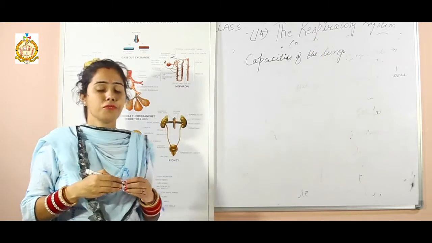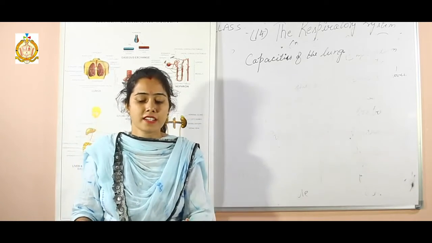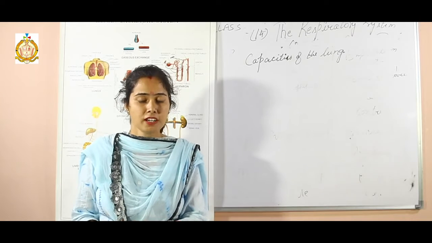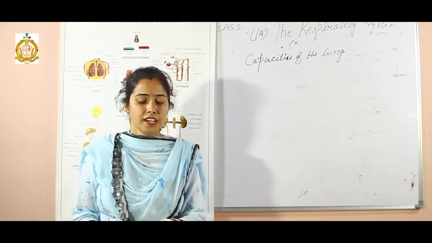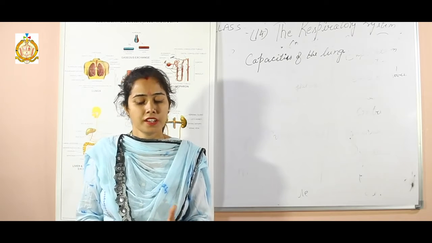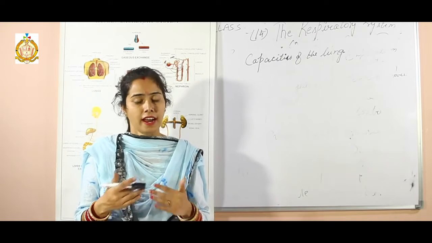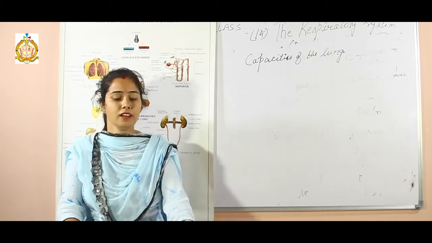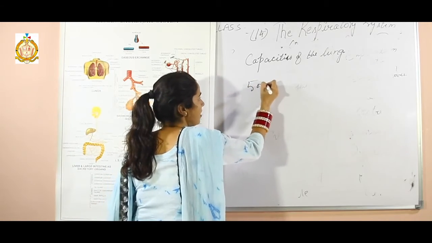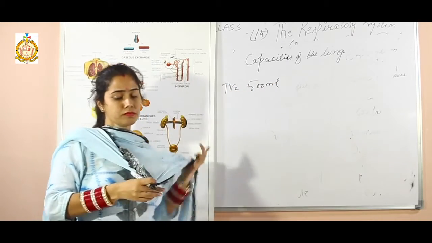Now listen carefully about these capacities. The first one here is tidal volume. What is tidal volume? Tidal volume is the air that is breathed in and out in normal breathing. When we normally breathe, the air breathed in and out is known as tidal volume, and the value is 500 ml.